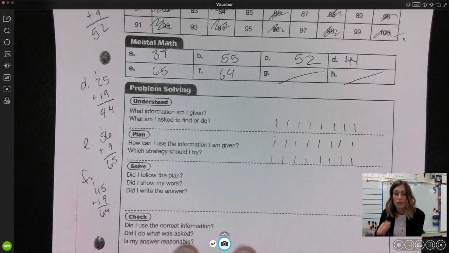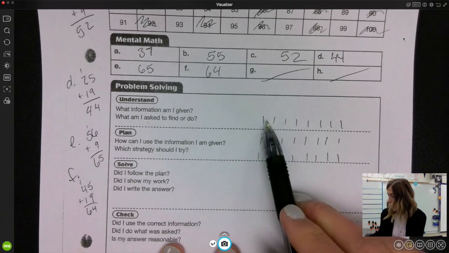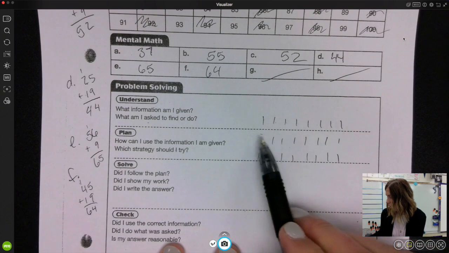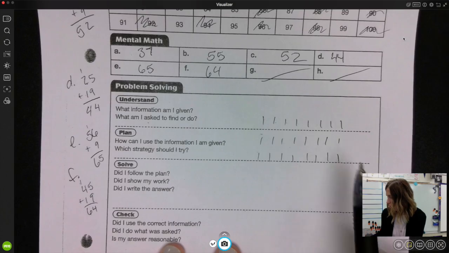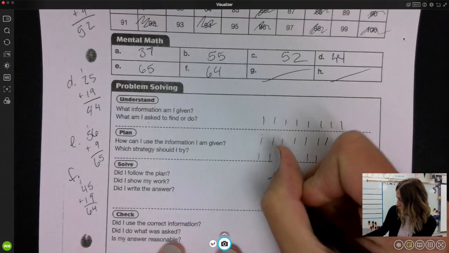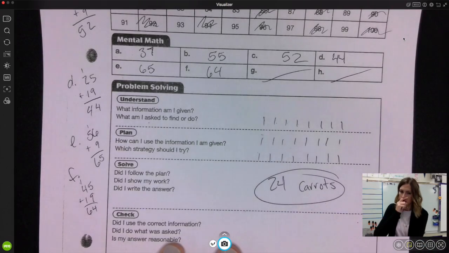Now, you've got a couple choices of how you're going to figure out how many total that is. You could just count them all up. 1, 2, 3, up to 24. So you get 24 carrots. Do not forget that label.